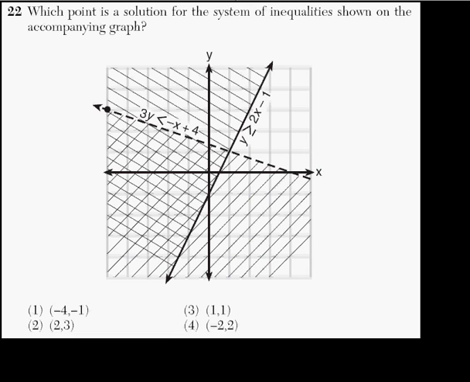We're on problem number 22 of the 2009 January Regents Math A exam. Here we have a picture, and it says, which point is a solution for the system of inequalities shown on the accompanying graph? And here's the very nice graph they have drawn for us. And then down here are our choices.